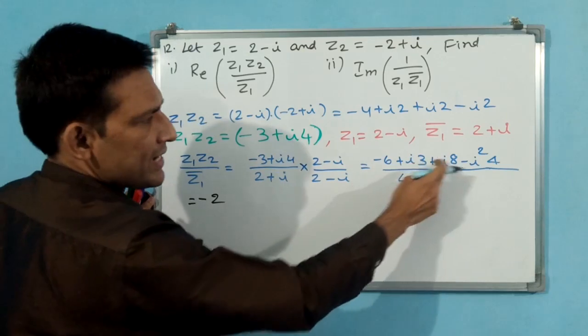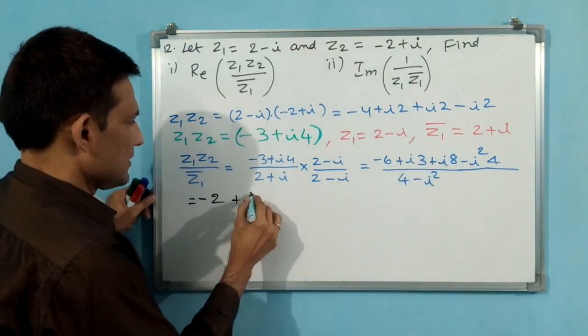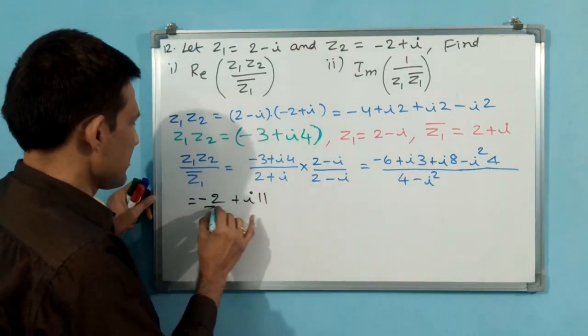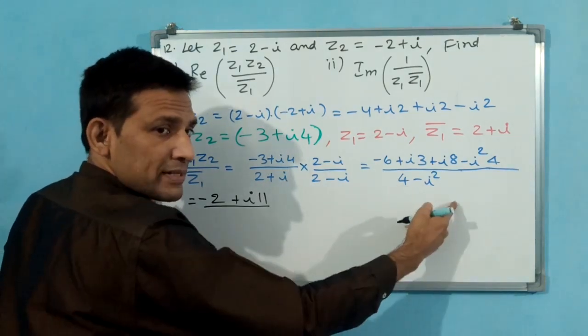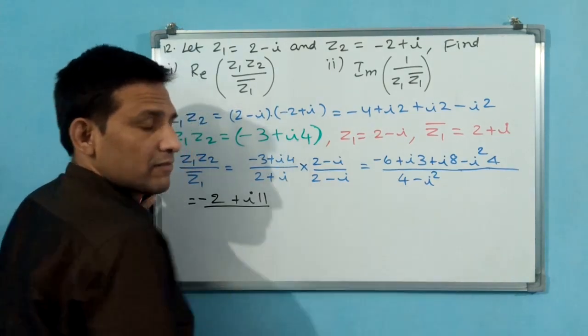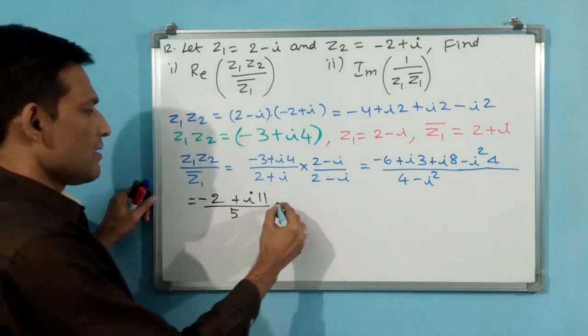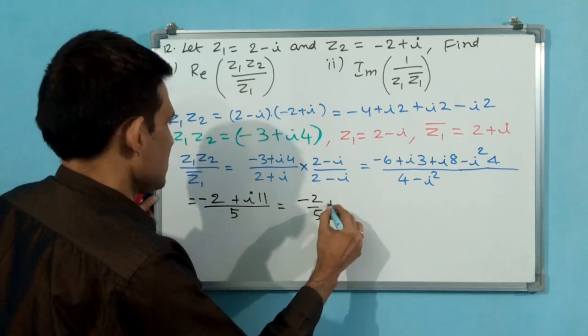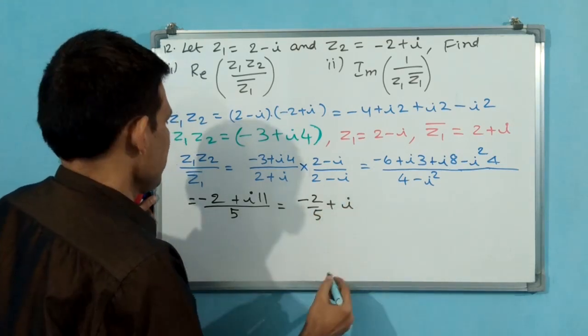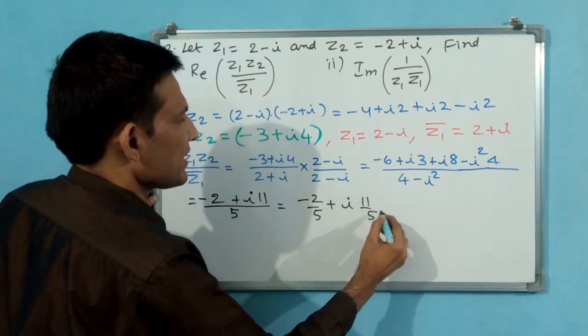Okay, now you see i11 is going to come, divided by i square is minus 1. Minus of minus plus, 4 plus 1, 5. But you split this into the real part separate, plus sign, imaginary part separate.